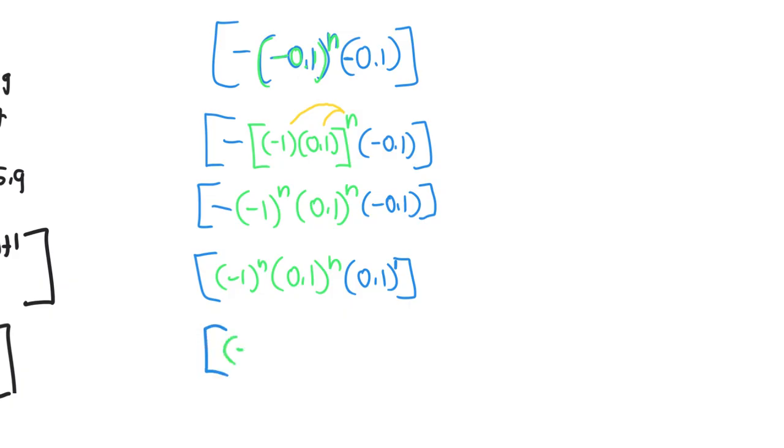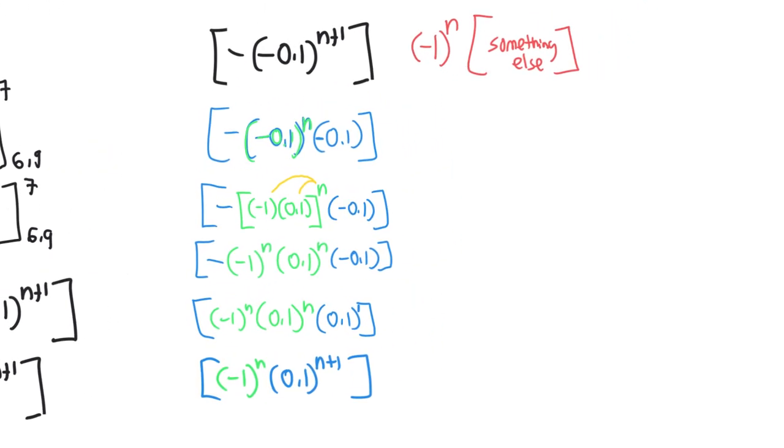Therefore, we have negative 1 to the n, and I'll just use blue for this. It's going to be 0.1 raised to the n plus 1. Okay, so the moral of the story here is that this thing really equals that. And once again, I have just made it so that it's along these lines where we have this character here. I'd rather have that character.